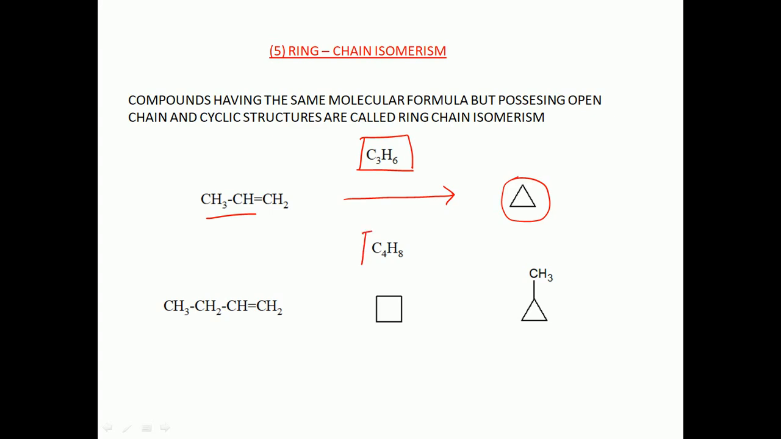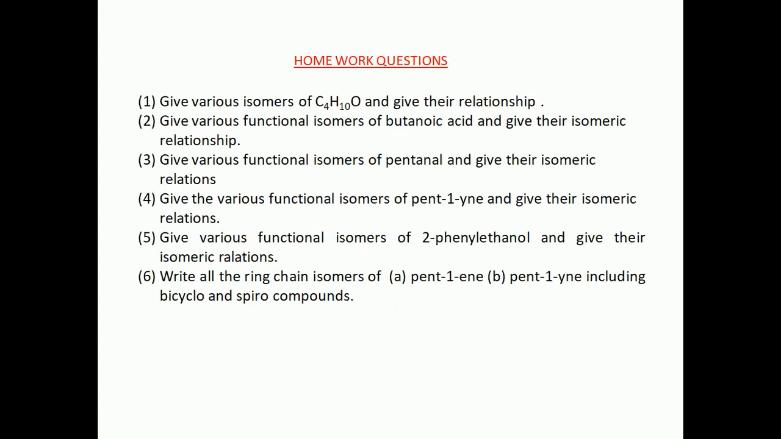And another formula is C4H8. We can write 1-butene, cyclobutane, methyl cyclopropane. These 3 are also called ring chain isomers.